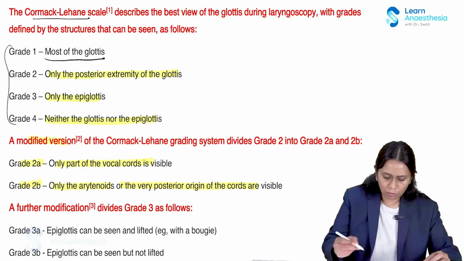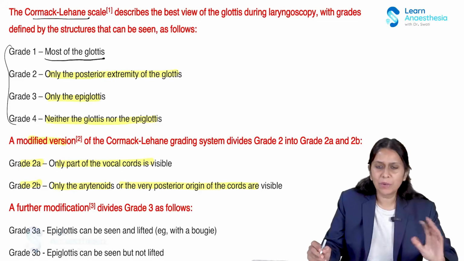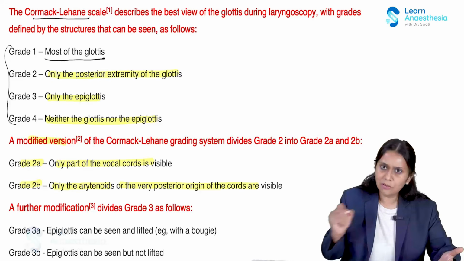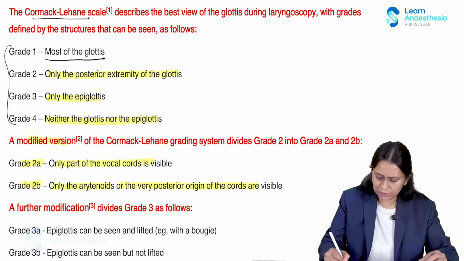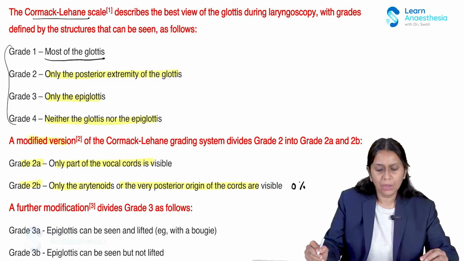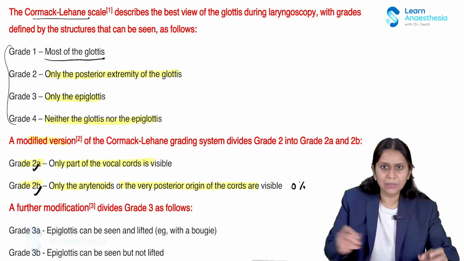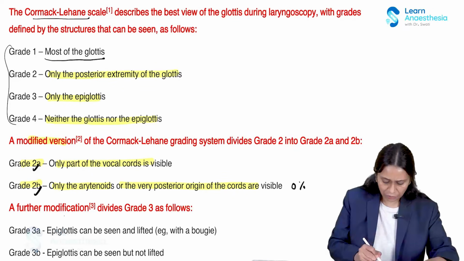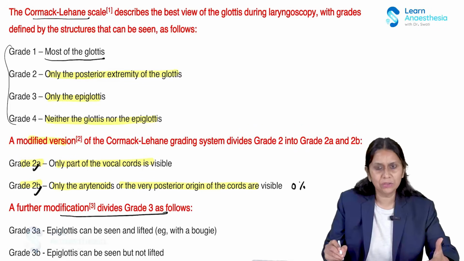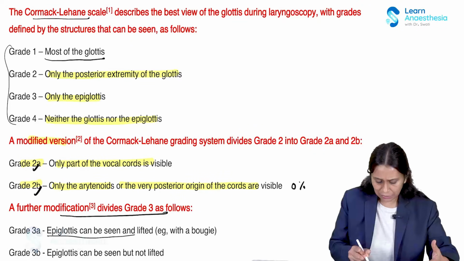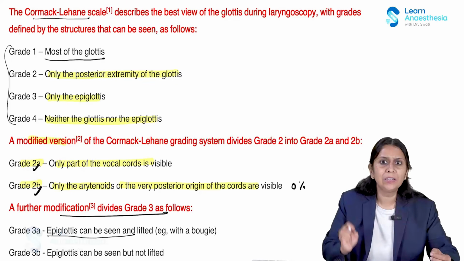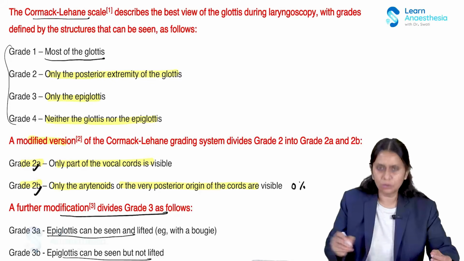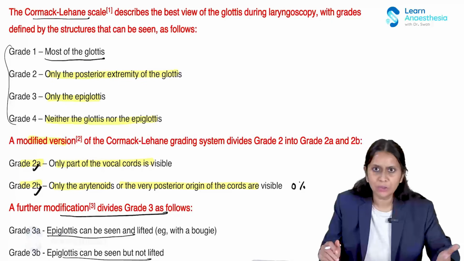Now in POGO, definitely this will change. Percentage of glottic opening: in case of 2A, it could be, let's say, 0 to 70-80%, and in 2B it can be simply 0% of the POGO. And definitely from 2A to 2B the difficulty would change. A further modification was done in which grade 3 was divided. In 3A, the epiglottis is seen and it can be lifted up, and in 3B the epiglottis could be seen but could not be lifted up.